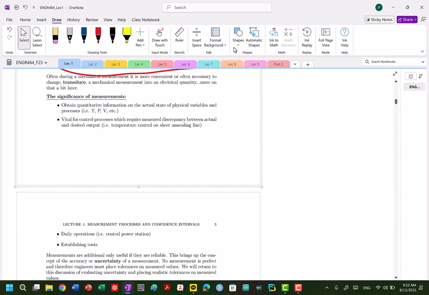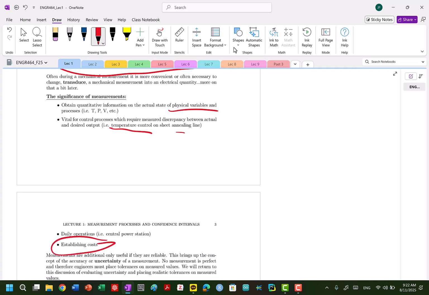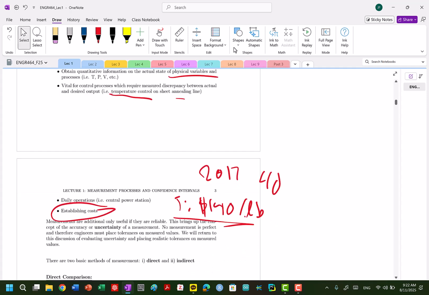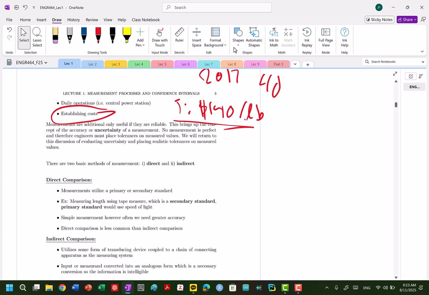Significance of measurements is very important. We need to know the physical variables for controlling a process, for example temperature control when you're annealing sheet. Then costs: how accurate your measurements are matters. Titanium, at least in 2017 when I was in industry, was $140 per pound, I believe. So when you're doing 40 tons of titanium, this measurement better be accurate. Uncertainty in a measurement is important, and we're going to get to that in a bit.